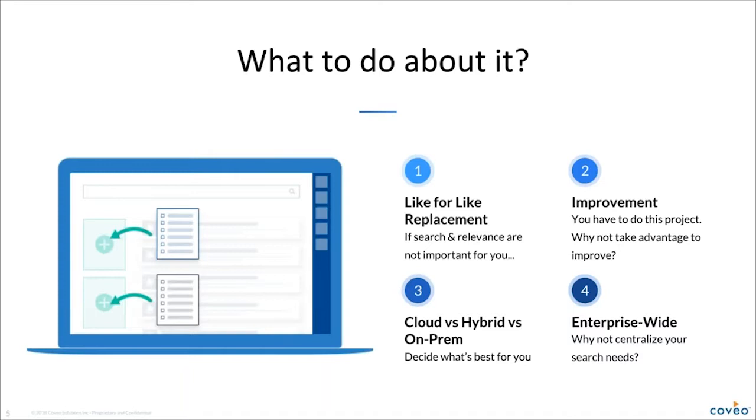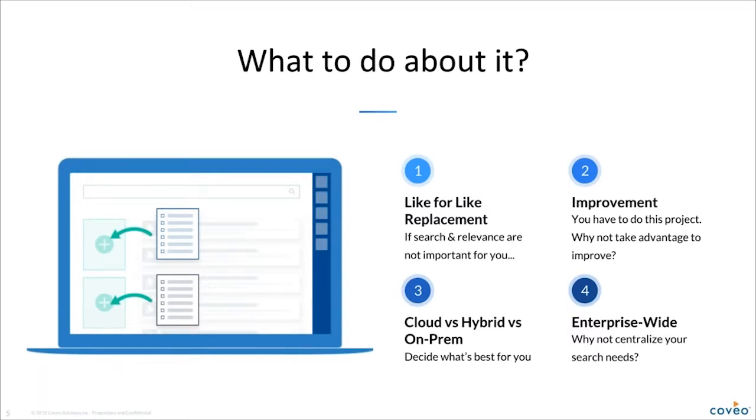We see from our conversations with people who are currently Google Search Appliance customers and GSS customers as well, a number of possible approaches to deal with this need to replace the current search technology. One, and perhaps the very simplest, is some people are looking for really just a like-for-like replacement.